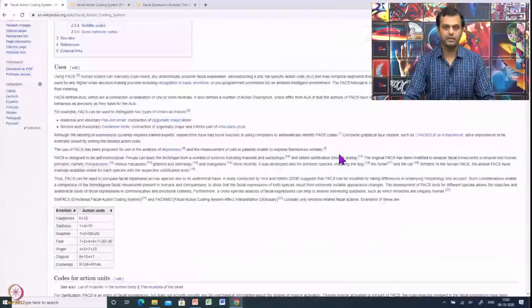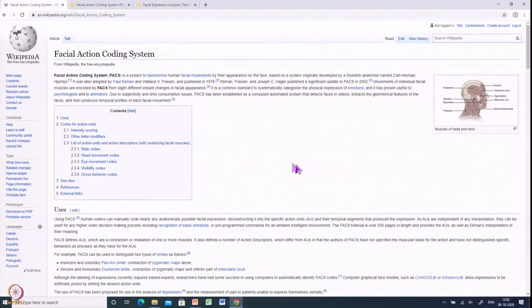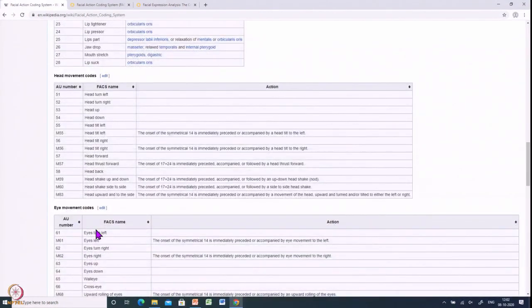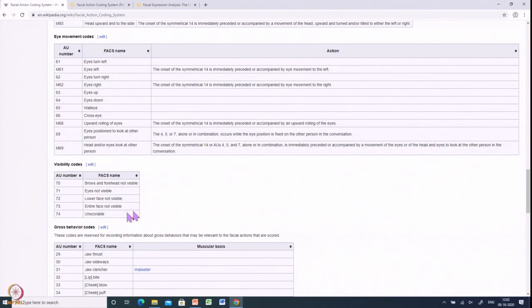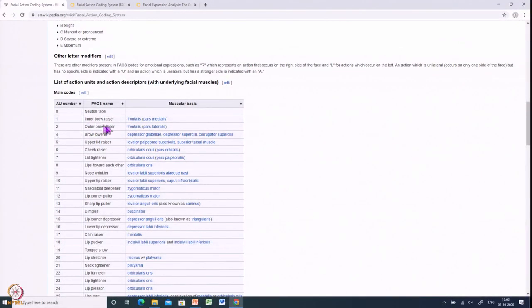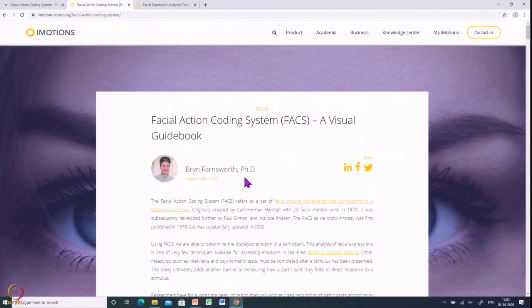If you check that link on the Facial Action Coding System, a Wikipedia link, you will see there are 28 main action unit codes, and based on head movements there are more codes, based on eye movements there are more codes, and there are more codes for visibility. So, what are these codes? For example, inner brow rise or outer brow rise, and each of these action units is mapped to your facial muscles.